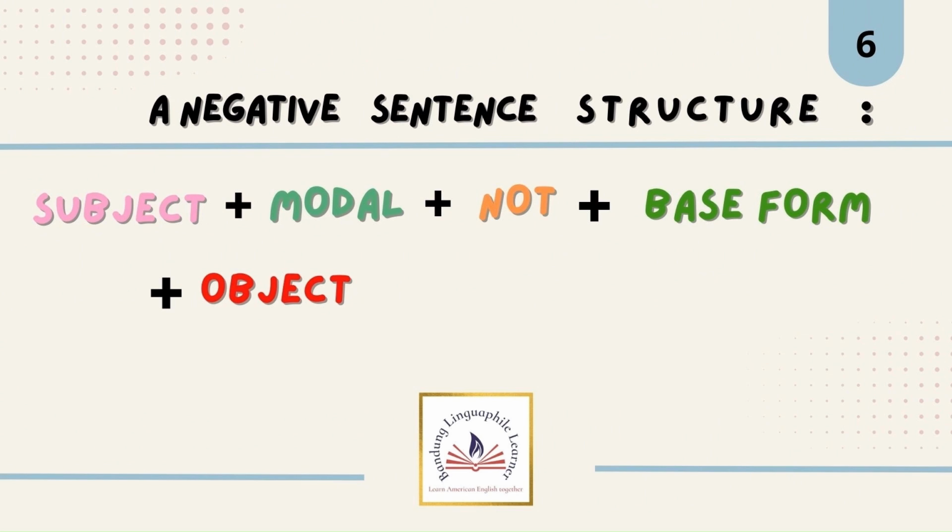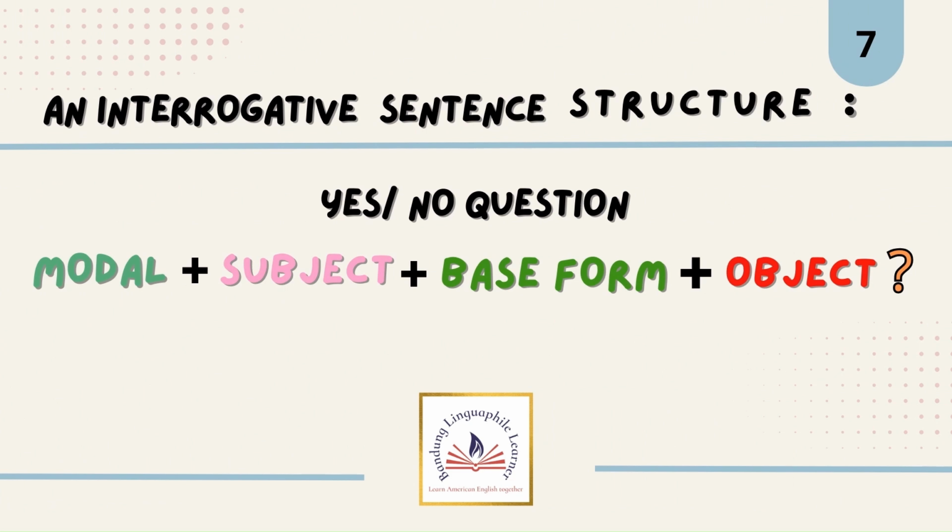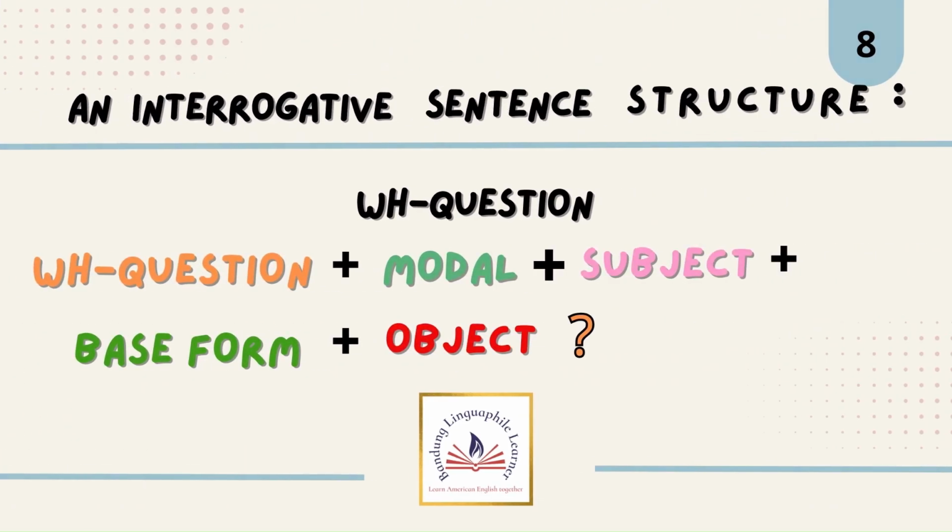To make a negative sentence, the structure is subject plus modal plus not plus base form plus object. An interrogative sentence structure using a yes or no question is modal plus subject plus base form plus object and question mark. To make an interrogative sentence structure using a WH question is WH question plus modal plus subject plus base form plus object and question mark.